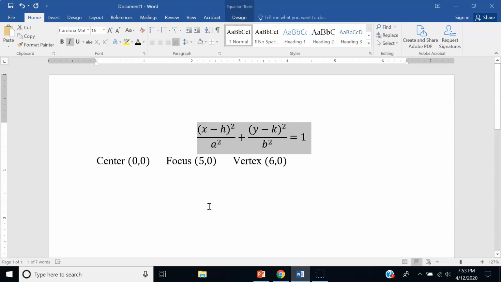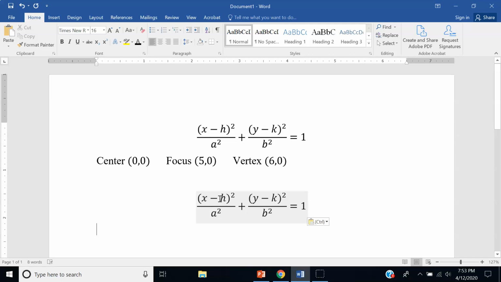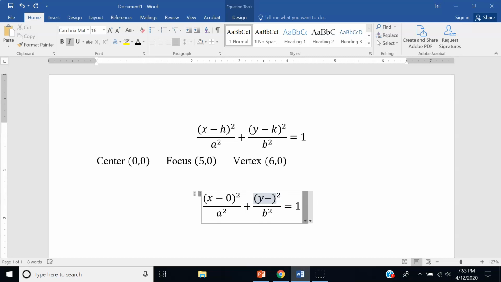We can copy that, throw that in here. H and K, I said, are both 0. Now, we go from the center to this vertex, 6, 0. Again, we're changing in the X direction. So that A must be 6. Hopefully that makes sense. Along the x-axis, we have to go 6. Now, in order to find the B, that's where our focus comes in.